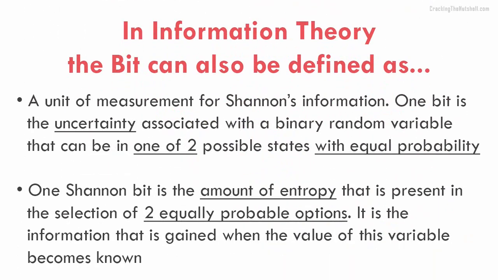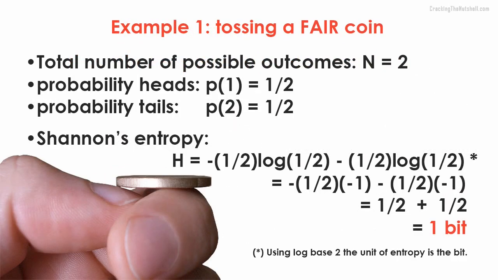In information theory, however, the bit can be defined in a different way. As we have seen, it can be a unit of measurement for Shannon's information. In this context, one bit is defined as the uncertainty associated with a binary random variable that can be in one of two possible states with equal probability. Put another way, one Shannon bit is the amount of entropy that is present in the selection of two equally probable options. It is the information that is gained when the value of this variable becomes known. Remember, this is exactly what we showed earlier on when we applied Shannon's formula to the throw of a fair coin.